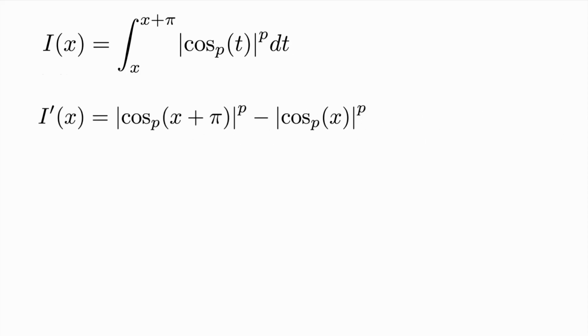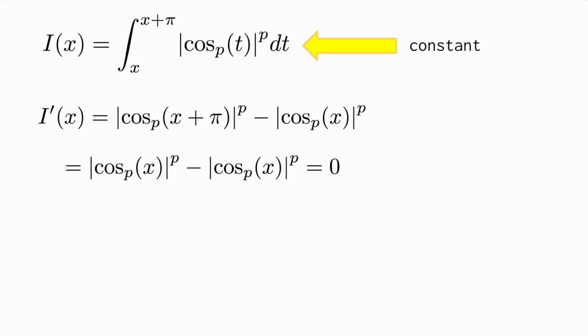We'll start by defining a function I to be the cosine integral. As a side note, we'll be treating little p as a constant throughout this video. Using the second fundamental theorem of calculus, we can show that I prime is the integrand of I evaluated at x plus pi minus the same thing evaluated at x. And since the period is pi, this is equal to cosine minus cosine, which of course is 0. Since the derivative of I is 0, then I itself must be a constant function, which means that I has the same value no matter what is inputted.